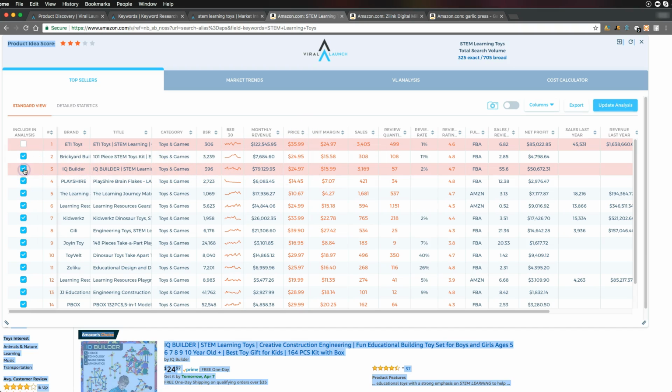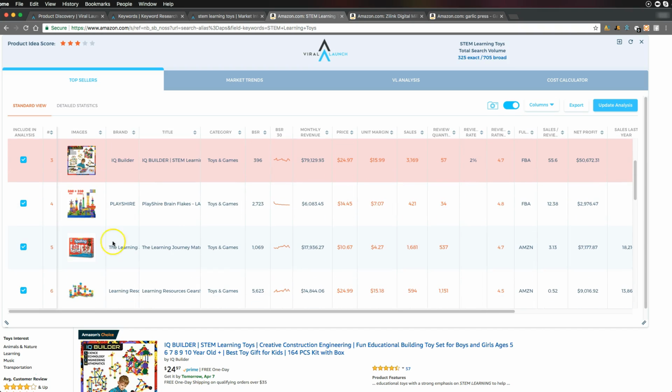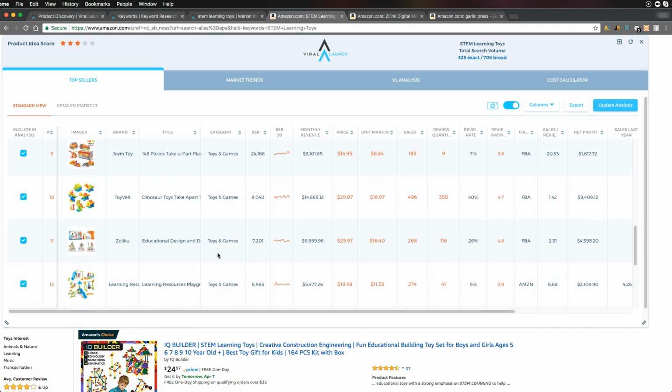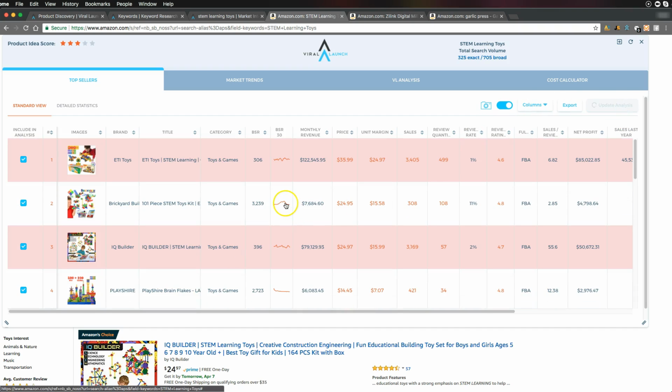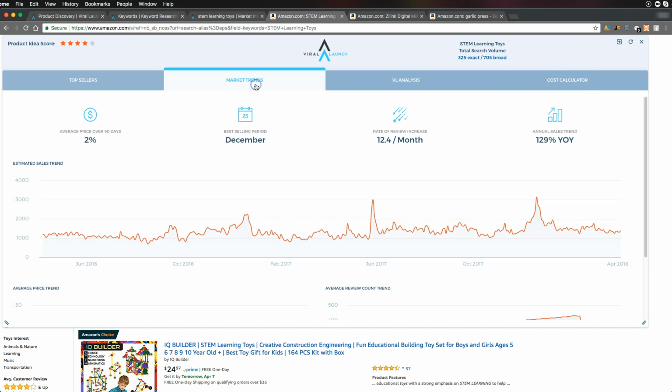So let's include these two because they're both relevant. So we want to include these two, hit them. I like looking at the pictures just to make sure all the pictures are relevant to the product, and yes, they are. So we want to update the analysis really quickly. So we have a 4 out of 5 star product, guys. That's really good. That's really, really good. That means we know that this is a product to seriously consider and possibly private label. So let's look at some of the market trends. So of course, best selling period is going to be December because this is a toy. People do get this for their kids and whatnot.